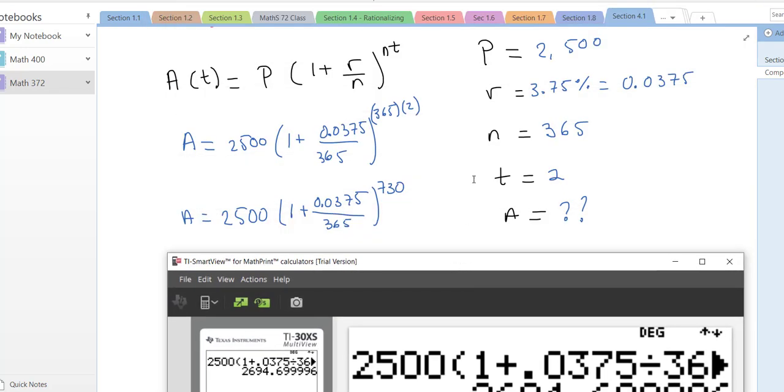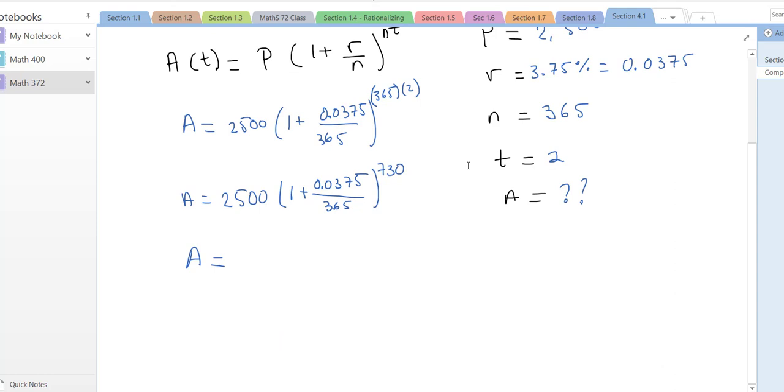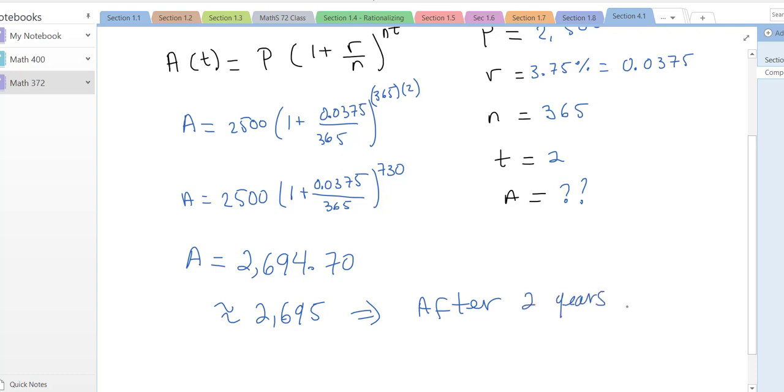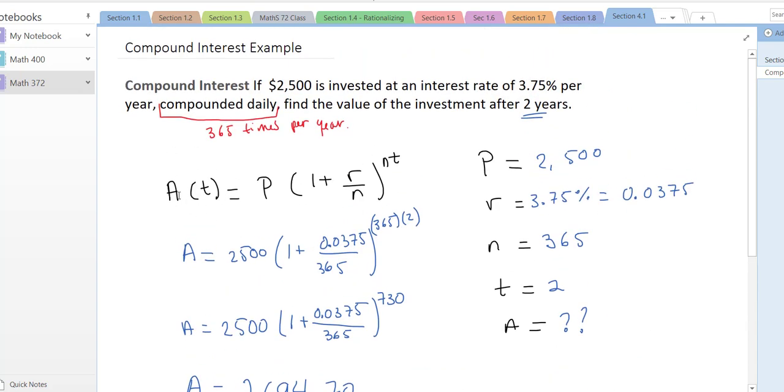So going back to our problem here, we can say then A is equal to 2,694.70, or we can say 2,695. Always make sure that you state your answer in dollars, including your units, that's what I'm trying to say. So after 2 years, we will have $2,695.